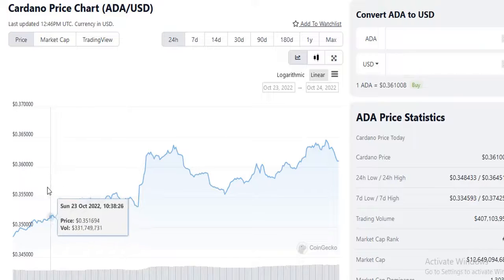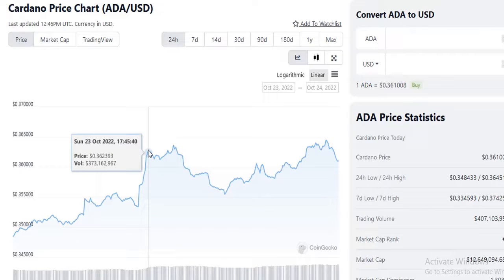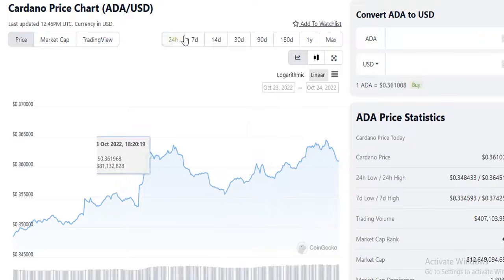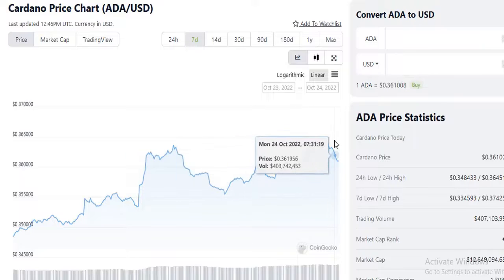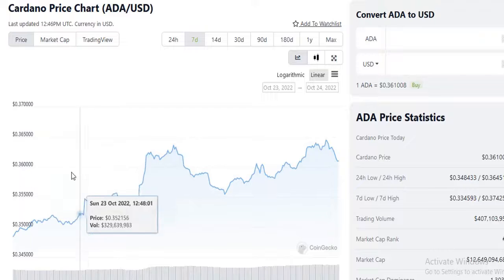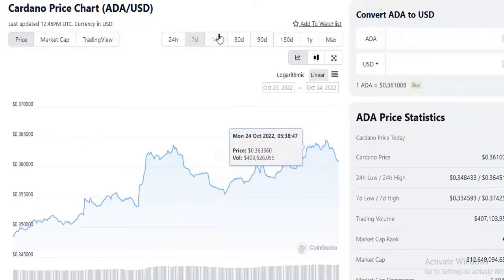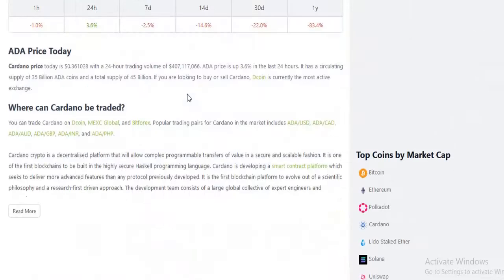If we're looking at the past 24 hours, we had some huge spikes down to 0.36, and we've seen the price of ADA remain that way. In the past 7 days, we've seen a decline, but mostly sideways action with a little push up in the price of ADA, down, up, down, up. If we look at the past 30 days, you could see that we have probably been ranging.